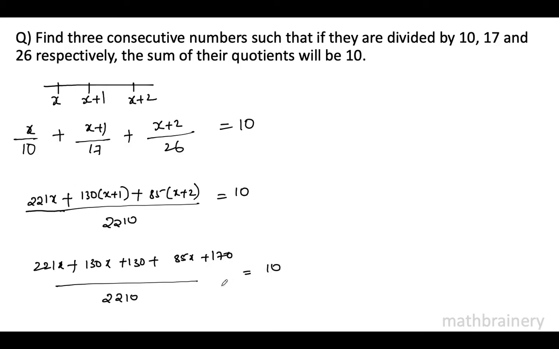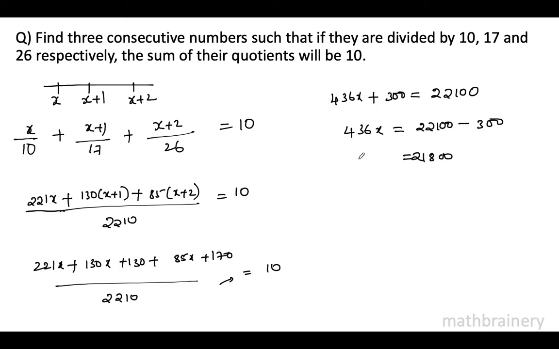Let's cross multiply this value here and simplify this numerator. You get 436x plus this 300 is equal to 2210 into 10, that must be 22,100. Let me transpose this 300 to the right side. You get 436x is equal to 22,100 minus 300, that is 21,800. This is the value of 436x. So when you simplify, that is when you divide 21,800 by 436, you get the value of x as 50.